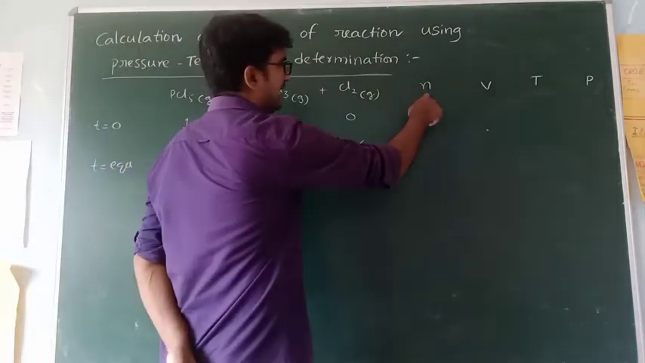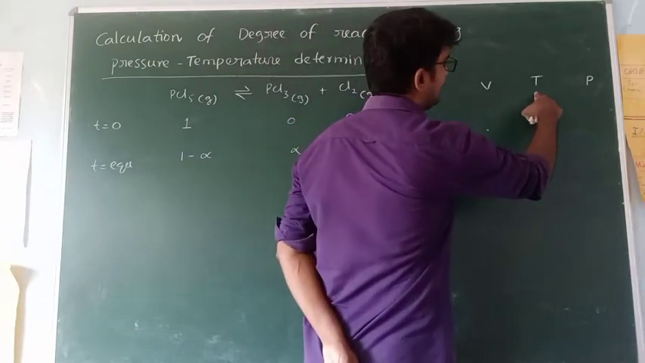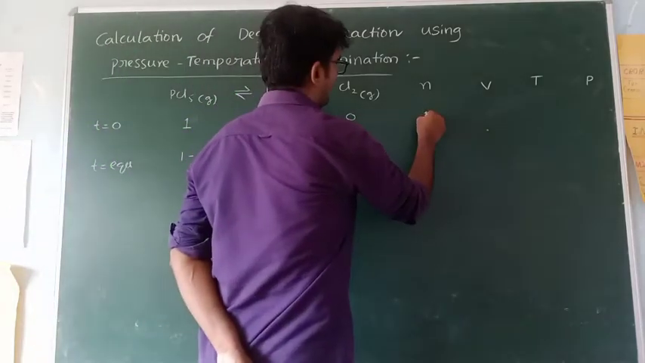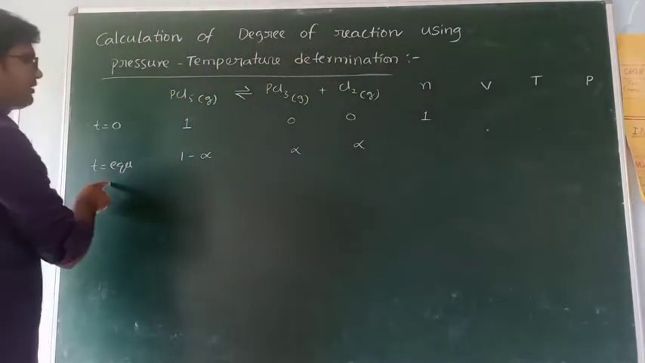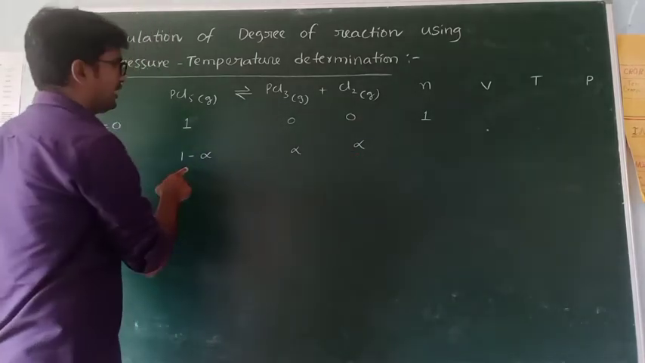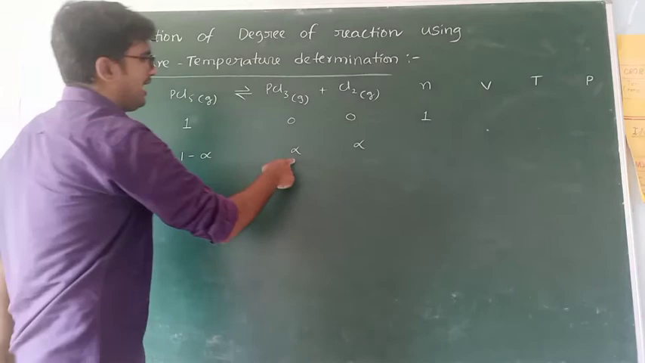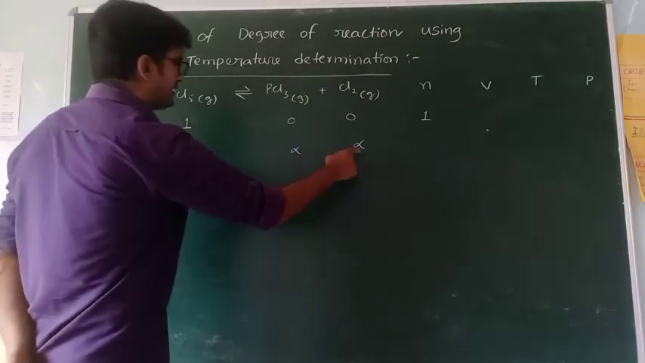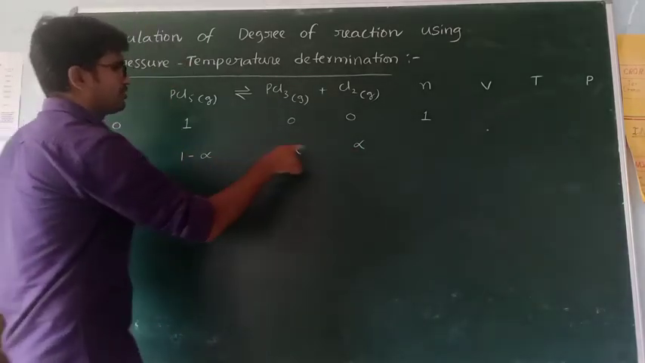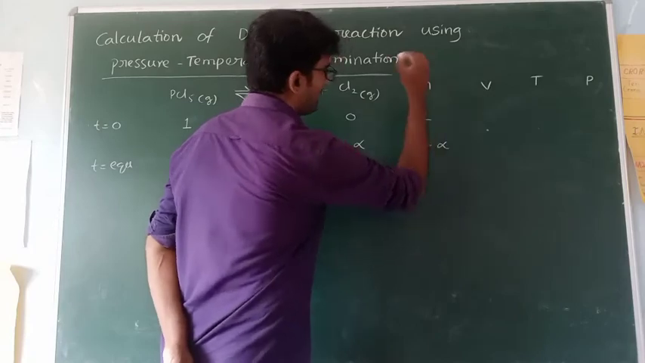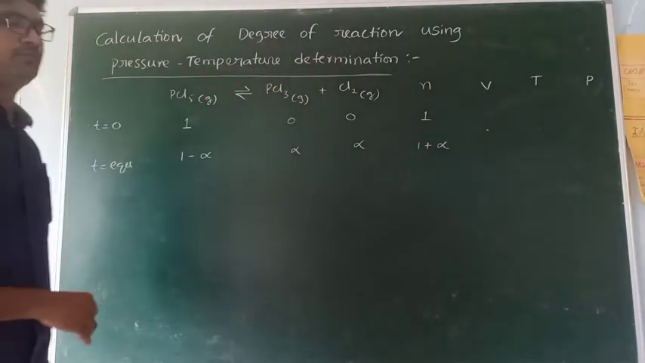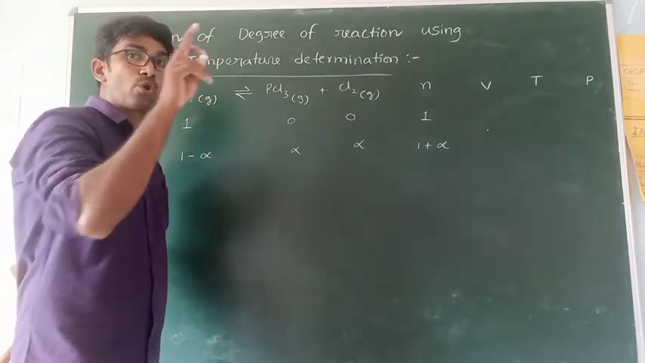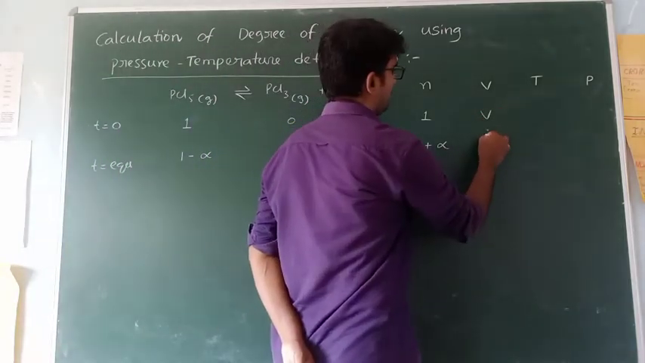Now n means number of moles, V is volume, T is temperature, P is pressure. So number of moles at t is equal to 0 is 1. Number of moles at equilibrium means just sum these three, because at equilibrium this amount of reactant and this amount of product is present. So 1 minus alpha plus alpha plus alpha. Alpha minus alpha cancels, so 1 plus alpha. Volume is always the same for chemical equilibrium reactions because the container is a closed container. So volume is always the same.